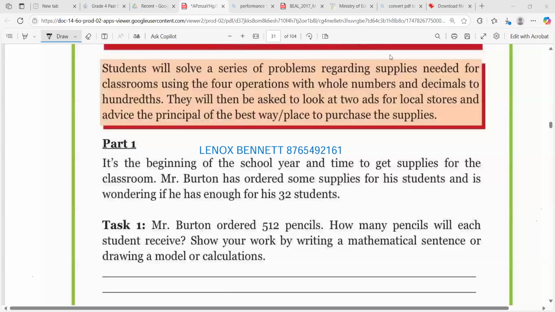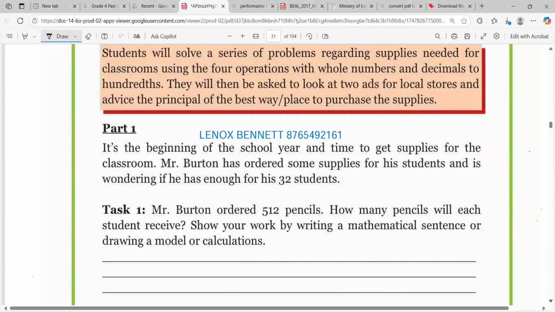Mr. Burton. The question says Mr. Burton ordered 512 pencils. How many pencils will each student receive? So if you want to find out how many pencils each person receives, you'd have to divide the 512 pencils that came among the 32 students.